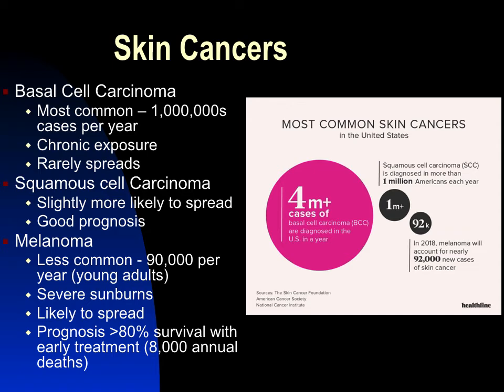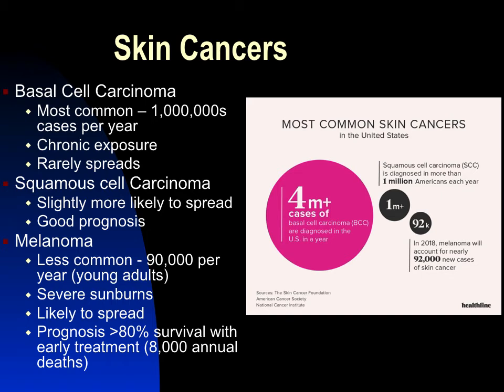The good thing about basal carcinoma is it stays near the surface. If it spreads at all, it spreads on the surface, and it spreads slowly, so it can easily be removed with outpatient treatment. Another type of carcinoma, squamous cell carcinoma, is also due to chronic exposure. This is slightly more likely to spread, but still has good prognosis.